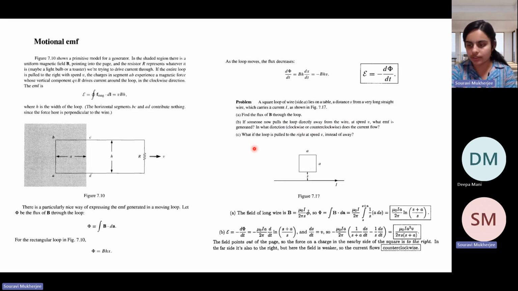Now, the third part of the question says, what if the loop is pulled in this direction, right?